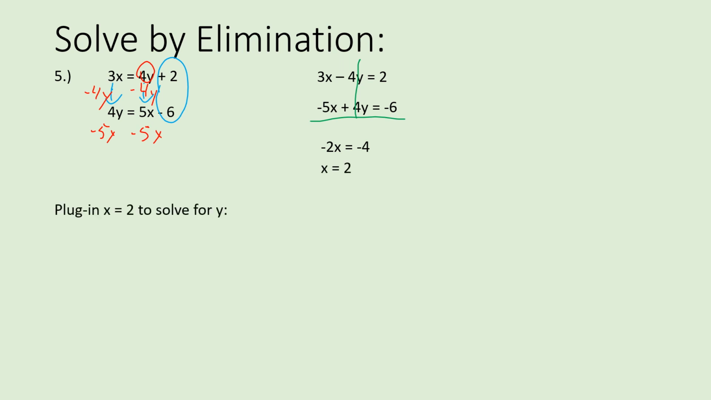x equals 2. Plug it in, doesn't matter which one. Okay, I picked this bottom one here because we have 4y on that side. So plug in the 2 for that x there. 4y equals 4. Okay, so 5 times 2 is 10, minus 6 is 4, and then divide to get that last part of it. 2 comma 1.